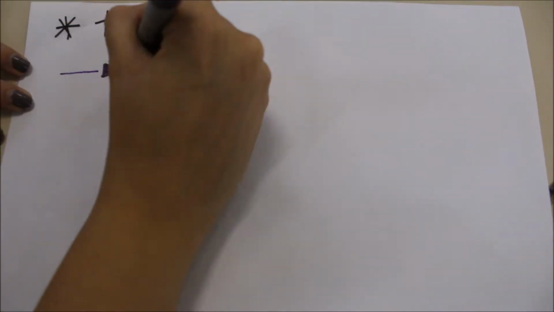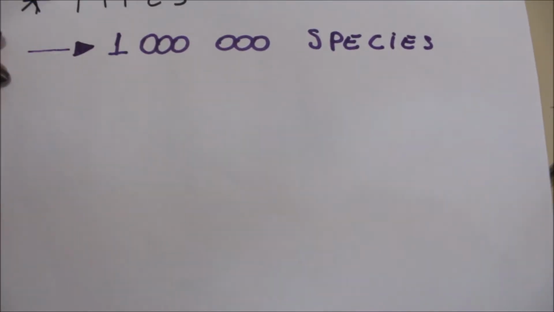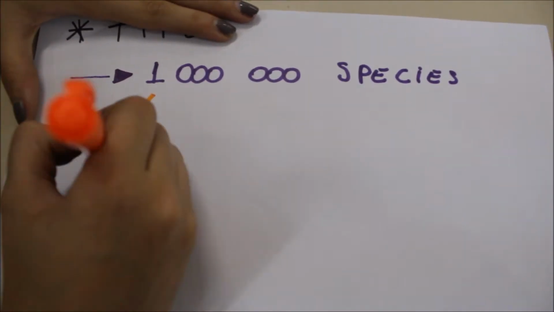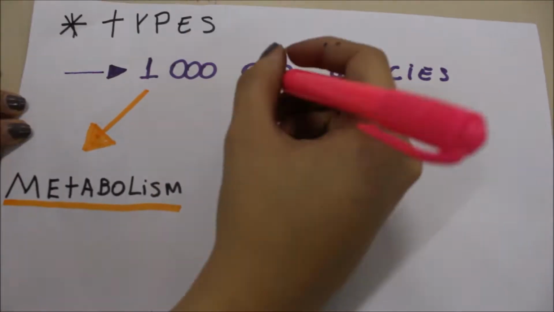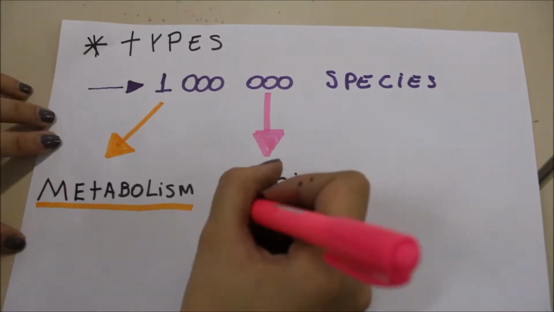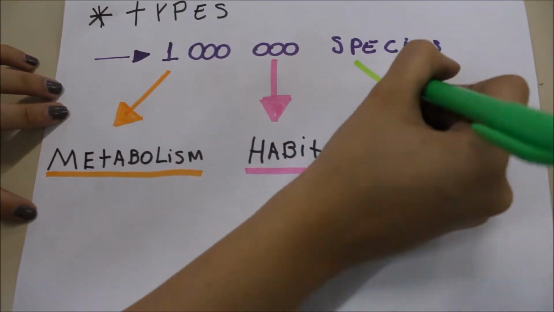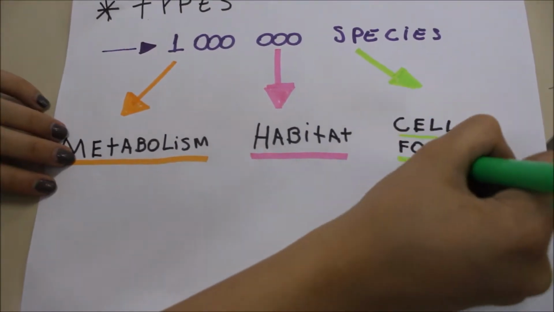Now let's talk about types of groups. There are 8,000 bacterial species which differ from, first, metabolism, two, habitat, and three, the cell form.